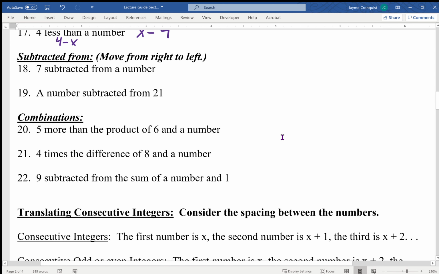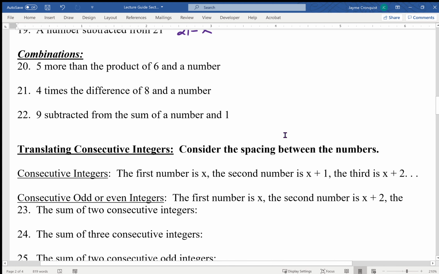Subtracted from. Okay, same thing as a than. 7 subtracted from a number is going to be x minus 7. A number subtracted from 21 is 21 minus x. So, from is the other thing you have to be careful of.